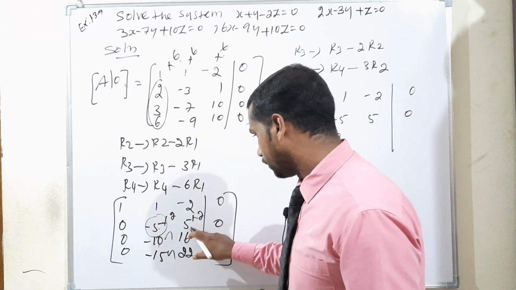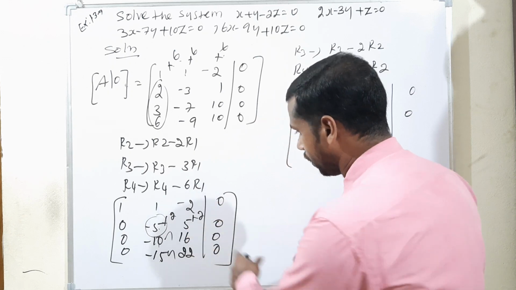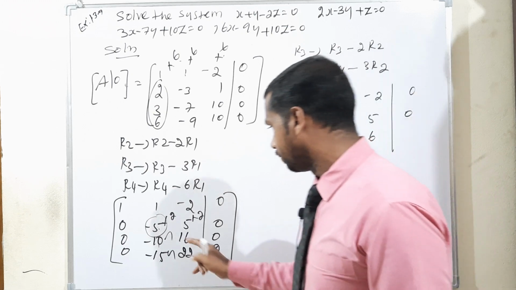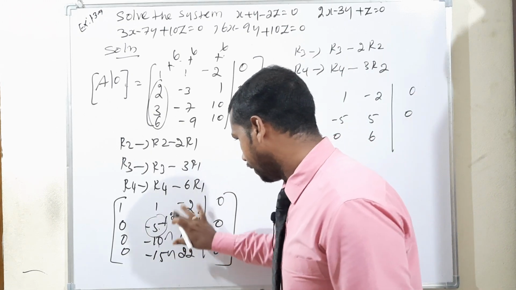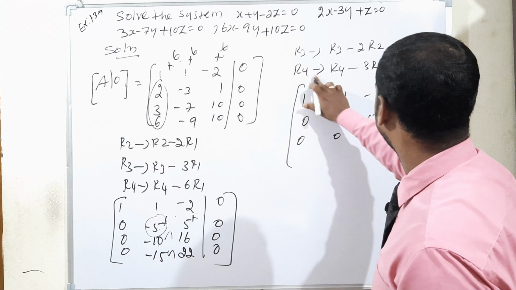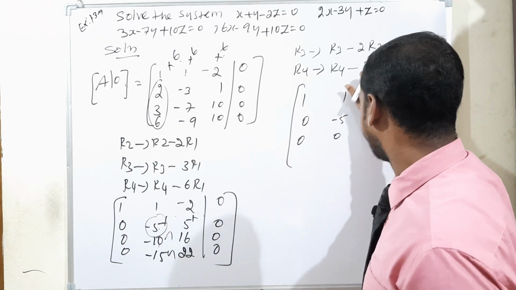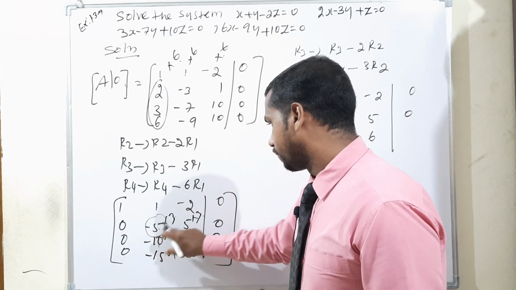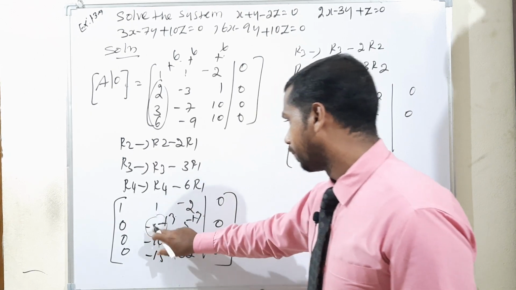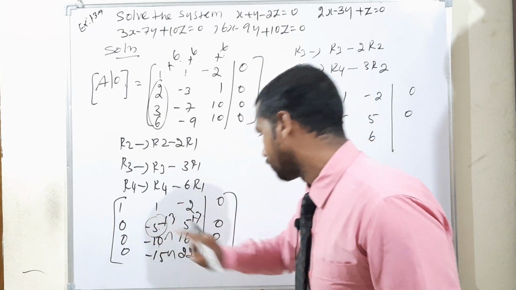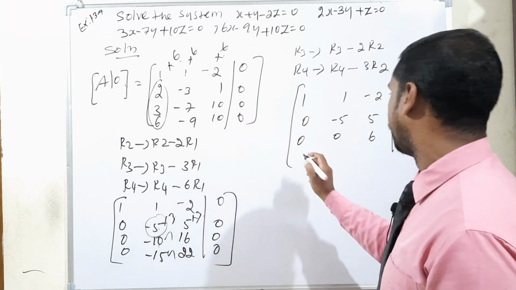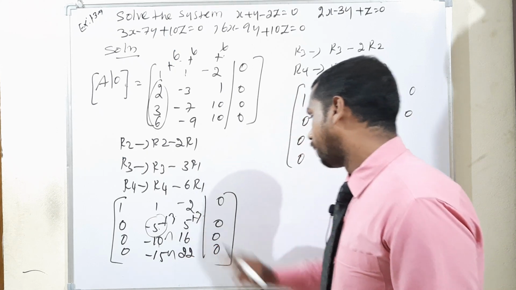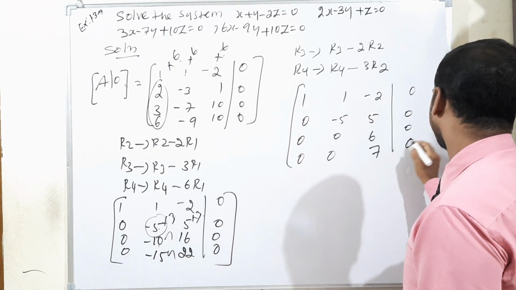Next one, 5 into 2 is 10, so 16 minus 10 gives positive 6, isn't it? Next condition, look at the 3 that will come, because for row 4 we consider 3 into R2, here also 3, here also 3. So minus 5 into 3 is minus 15, so minus 15 plus 15 means 0 will come. Next condition, 5 3s are 15, so 22 minus 15 gives 7, so 0 0.